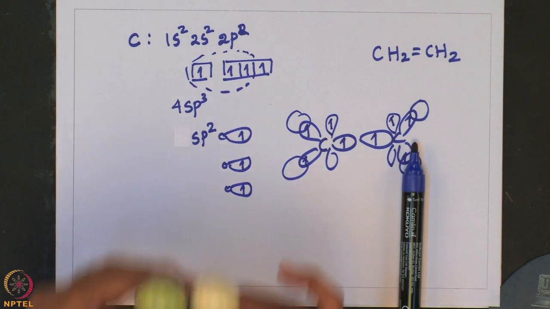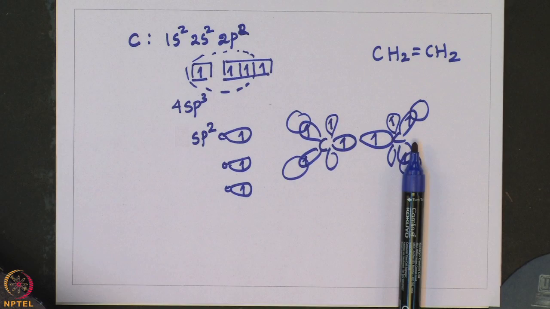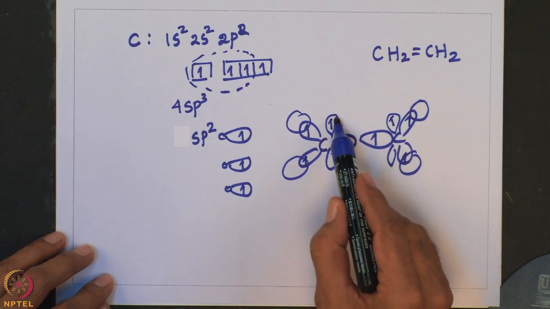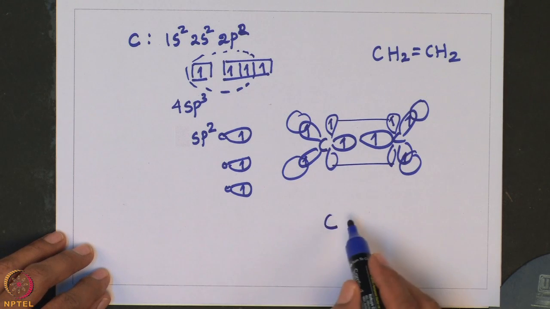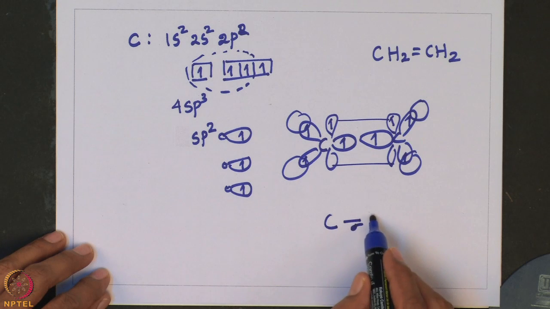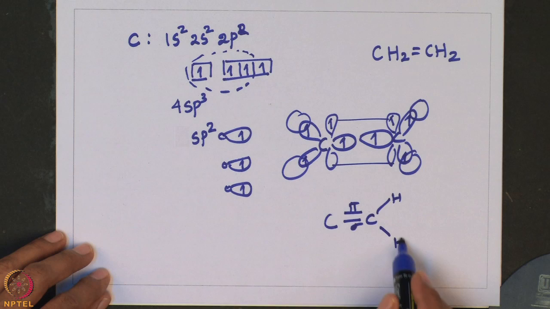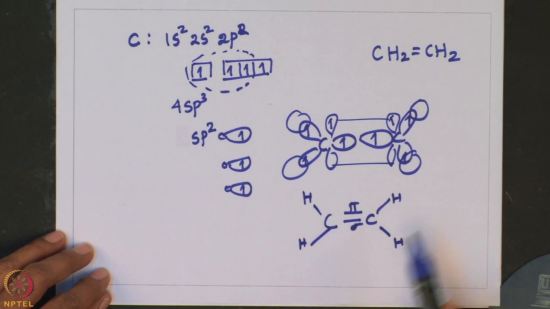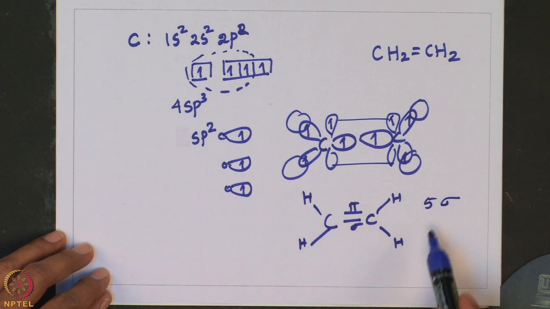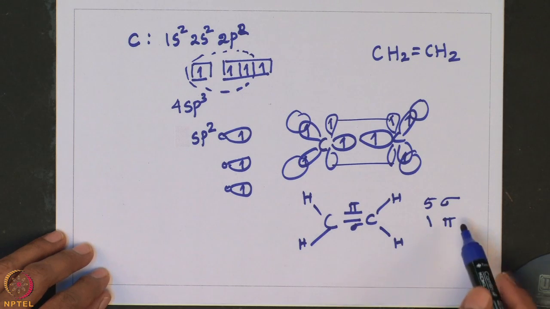Now, these two orient in this fashion to form a pi bond. That means they interact in this fashion to form the pi bond. As a result, we have a sigma bond and a pi bond between the carbons, and the others are covalent bonds. For example, in this ethylene molecule we have 1, 2, 3, 4, 5 covalent sigma bonds and 1 pi bond. So, 5 sigma bonds and 1 pi bond.